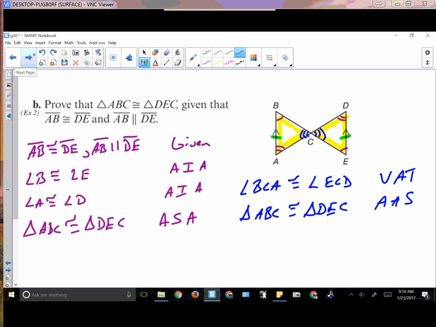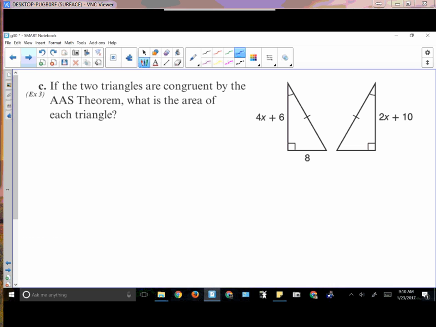So, I'm going to give you a couple of minutes and I want you to work on this. So, if two triangles are congruent by angle, side, what is the area of each triangle? First off, just to verify, are these congruent? So now, what's the area? 66.